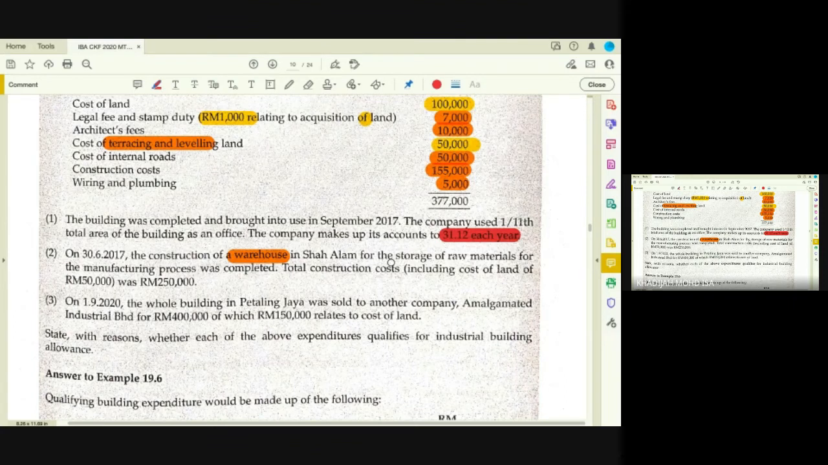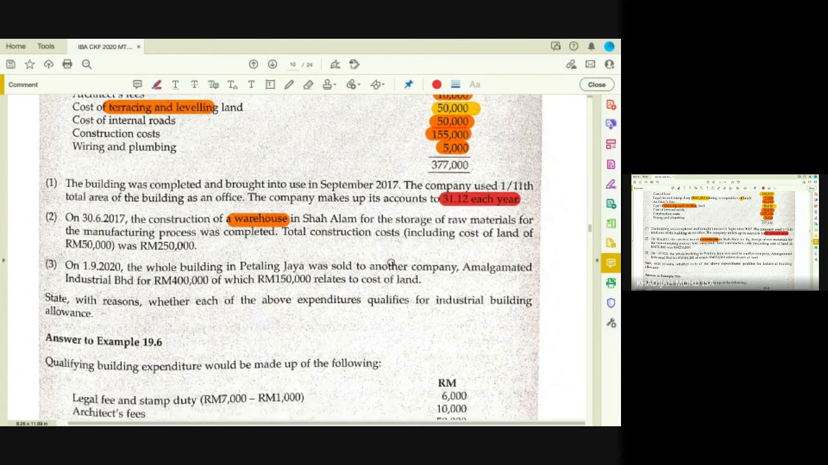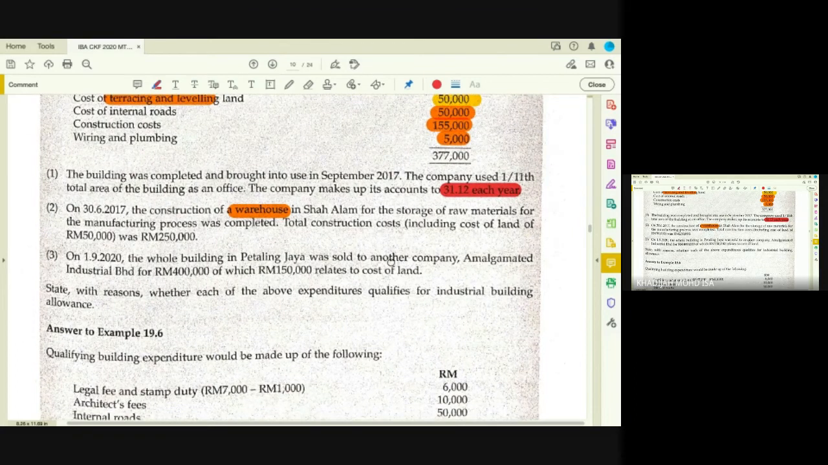Because the office is less than 10%. On 30th of June, the construction of a warehouse in Shah Alam for the storage of raw material for the manufacturing process was completed. Total construction cost, including cost of land, was 250,000. So this is another cost. Even though it's in Shah Alam, remember that you incurred the cost of constructing the building of 250,000.